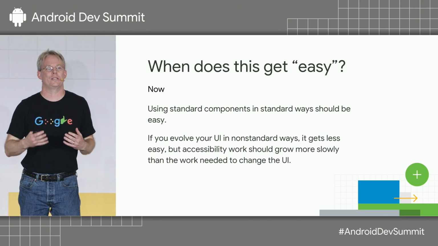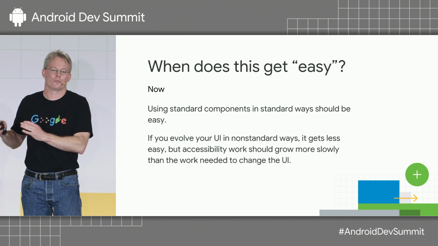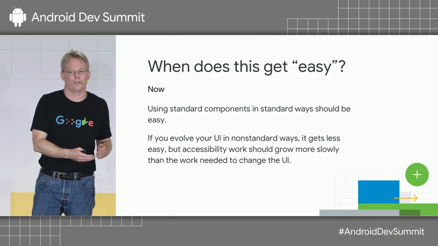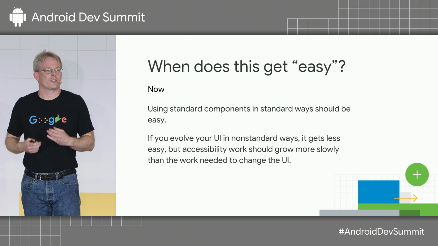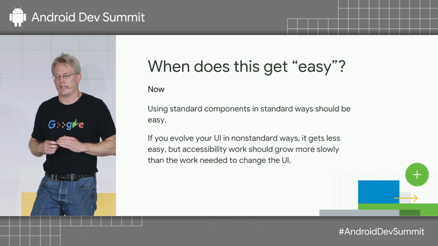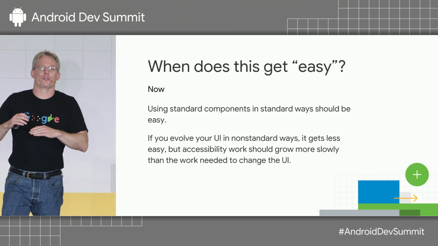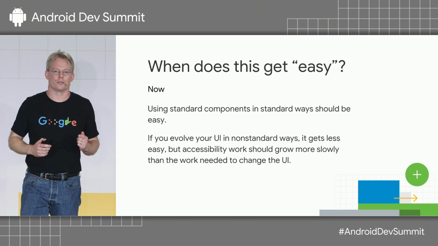The questions that you need to answer should not be complicated questions about how a particular type of user is going to use your product. It'd be something like, what does this control do? But as you evolve in more non-standard ways, it is going to get less easy. But what we want is to make sure that the incremental work that you do for accessibility grows more slowly than the work you need to do to serve whatever users you have in mind to begin with.